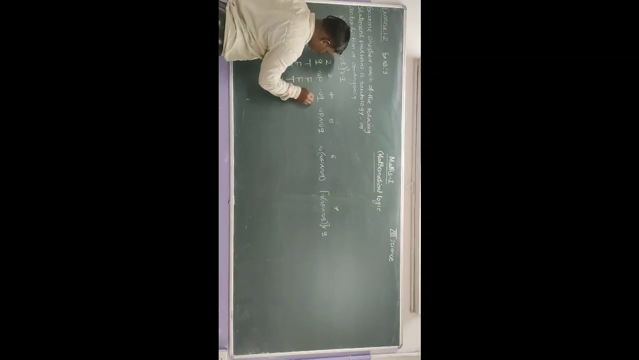The possible truth values of P are true, true, false, false. Q's values are alternately true, false, true, false. For the negation of P, we know that the negation of true is false and the negation of false is true. Therefore the negation of true is false, here also false, the negation of false is true, and again true. The entries of ~Q are false, true, false, true.